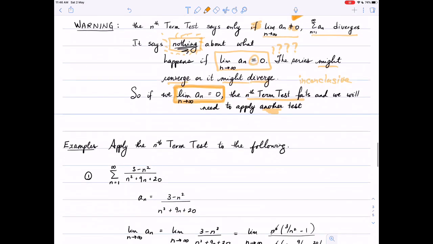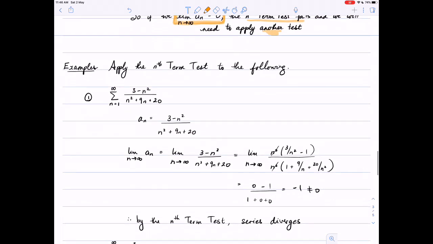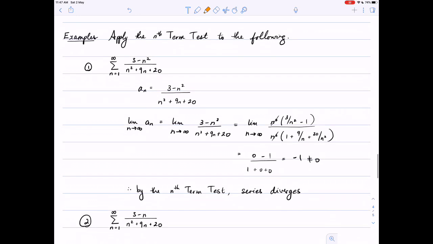So let's apply that in the next couple of examples and see how this would actually work. Let's apply the nth term test to the following. Here is a series from n equals 1 to infinity of this thing. The nth term is 3 minus n squared over n squared plus 9n plus 20.